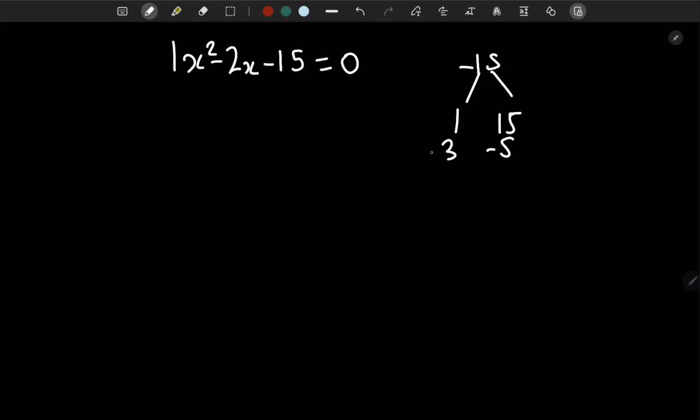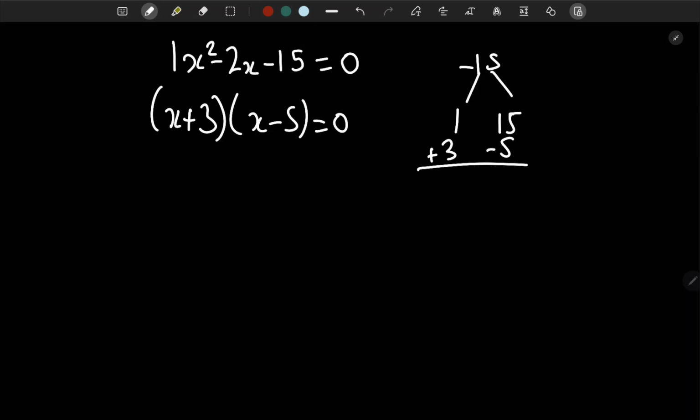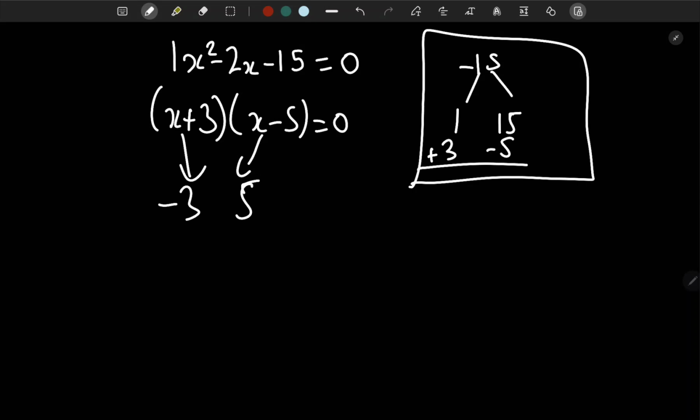I mean minus 5 and plus 3. And once you multiply 3 by negative 5, that will also give you negative 15. So we know the two factors here. It's going to become (x + 3)(x − 5) = 0. Now you can equate both of the brackets to 0, so x is either negative 3 or 5. Now remember, you can only use this method if the coefficient of x² is 1.